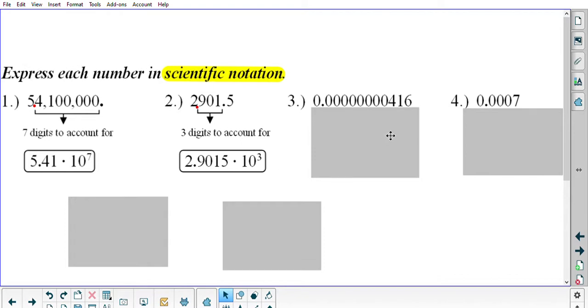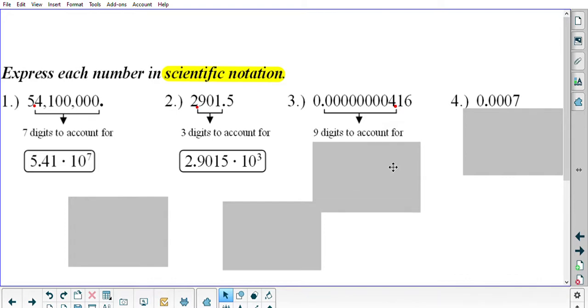We have lots of zeros, and then 416. Where does the decimal point need to be placed? It needs to be placed between the 4 and the 1 to make it a number between 1 and 10. How many digits do we have to account for? Well, if you count with me, there are 8 zeros, but also the 4 between where the decimal point used to be and where it's now going to go. That's 9 digits that you have to account for. So this is going to become 4.16. You don't need all the zeros to the left of the 4.